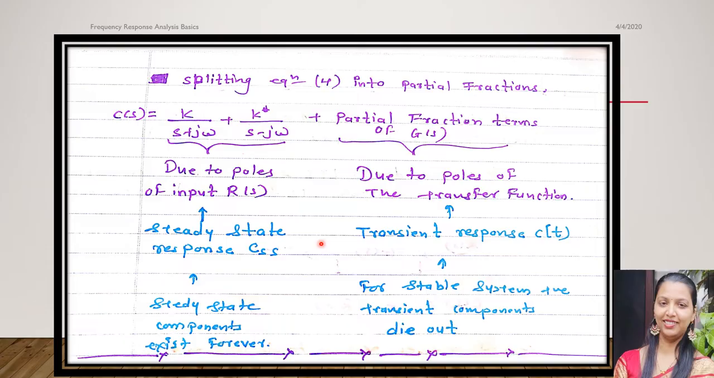The output contains transient and steady state components. For a stable system, the transient components die out while steady state components exist forever. So, we are interested in steady state performance analysis. So, let us neglect the transient components.